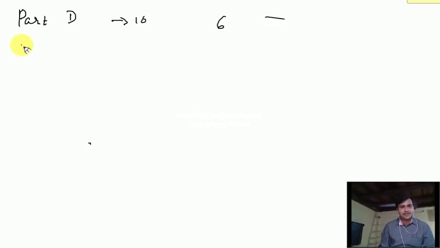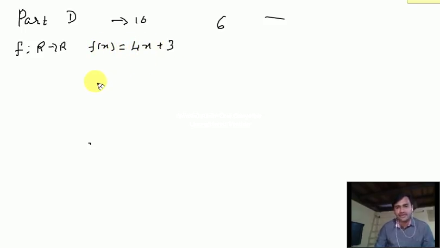For example, you can consider a function f from R to R given by f of x equals 4x plus 3, which is one-one and onto. I've included many more possible questions in my passing package. Let me show that passing package after this brief discussion. So f of x equals 4x plus 3.